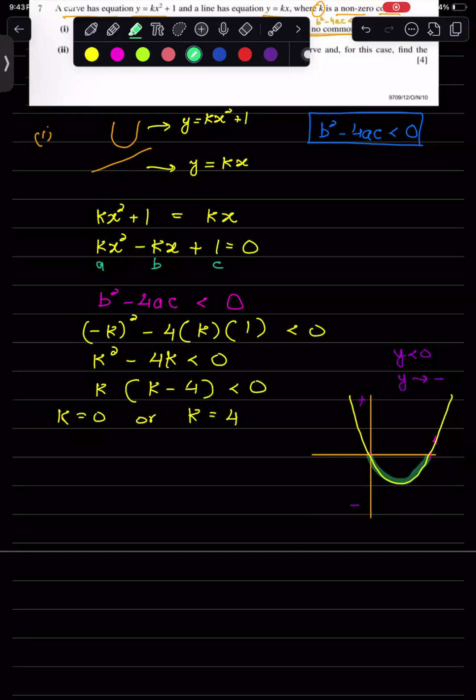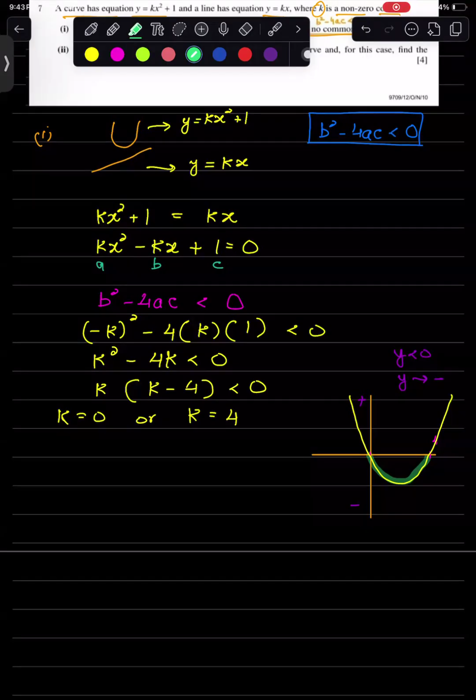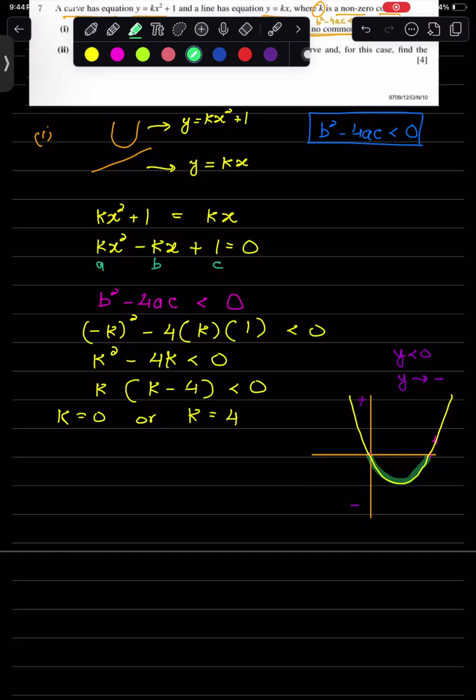right? If I'm considering this one, then what will be my range? Greater than 0 and less than 4. k greater than zero and k less than 4, right? That is the region I require. So my k is less than 4 and greater than 0. Very nice. Okay, that will be the answer.